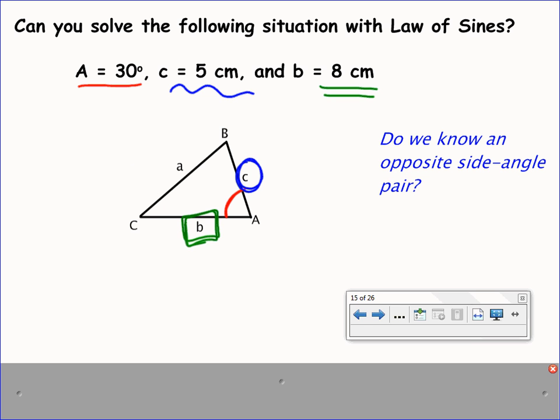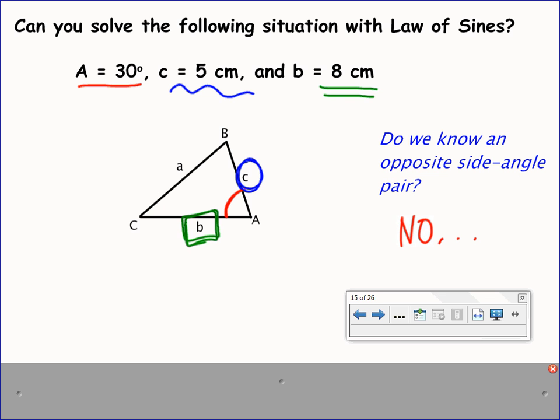No, we only have one angle. We don't have two angles, so can I pin down angle C? No. Can I pin down angle B? No. Do I have an opposite side angle pair? No, we do not have both B's, both A's, both C's, and we can't get them either. So, no, we can't use the law of sines.